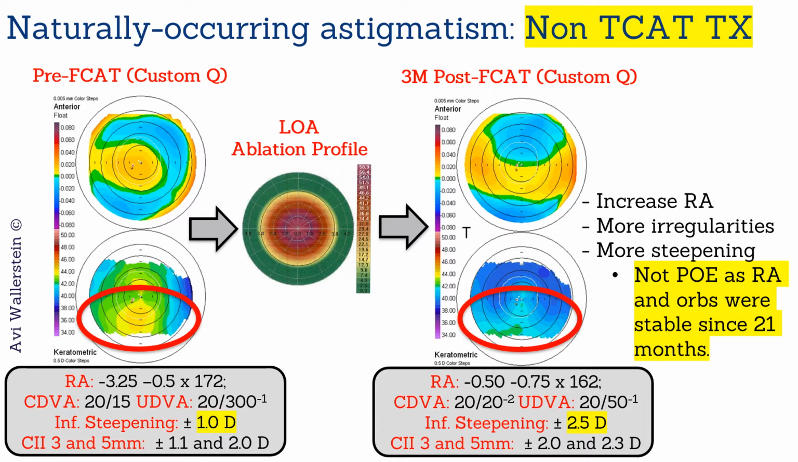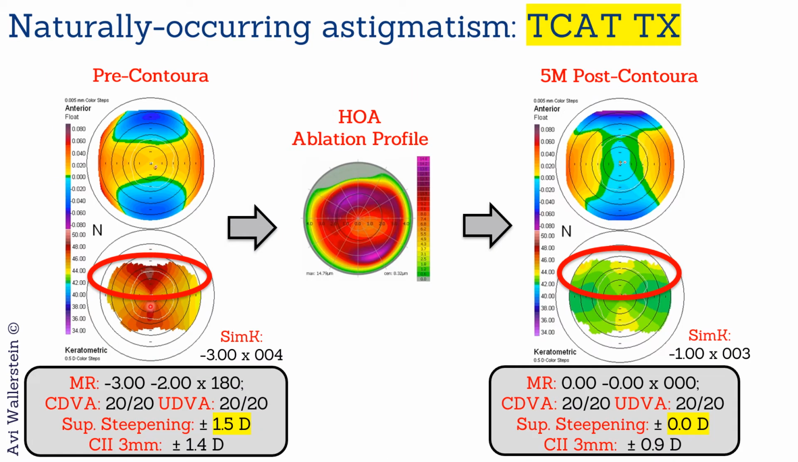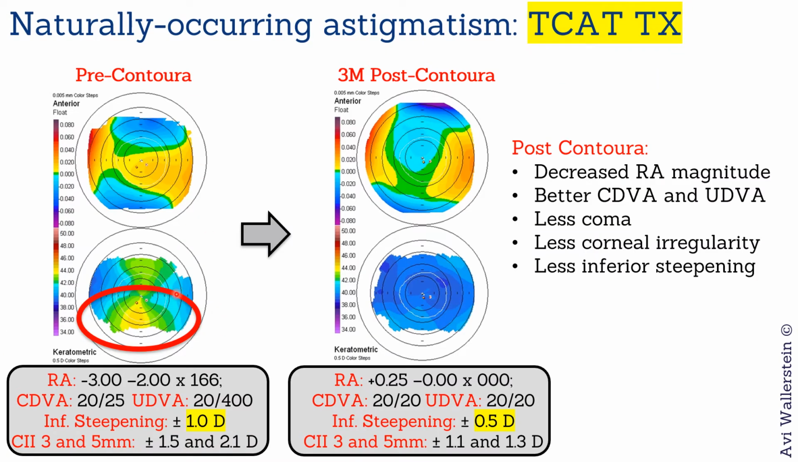Here's an example of superior steepening, this time treated with topo-guided. In the middle is the HOA ablation map, and then we see here the post-op cornea that is more regular, going from 1.5 to 0 diopters of superior steepening. Had this been treated conventionally, it could have accentuated the irregularity, leading to coma and symptoms. Here is another Contoura case in a virgin cornea showing improved irregularity and less inferior steepening post-op.